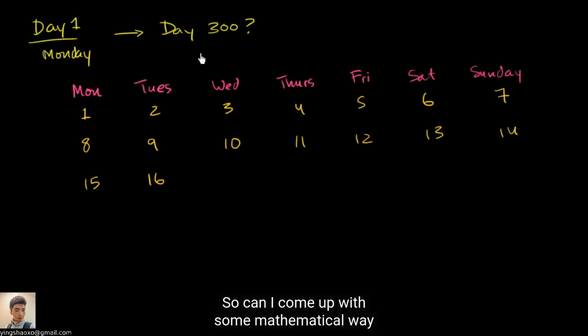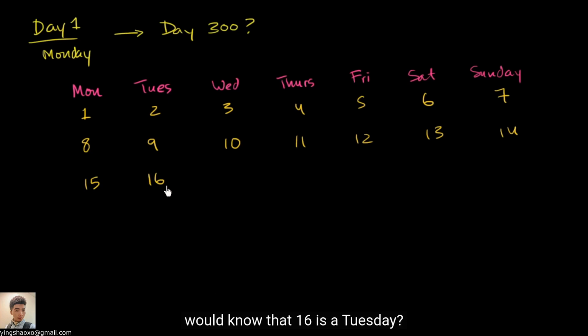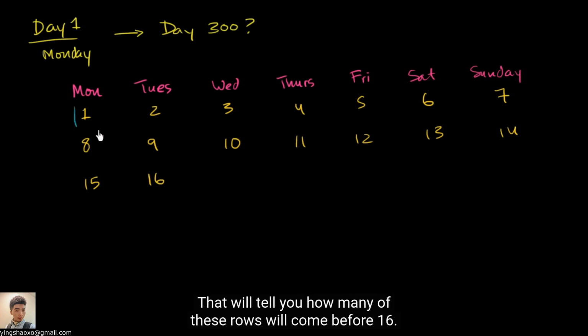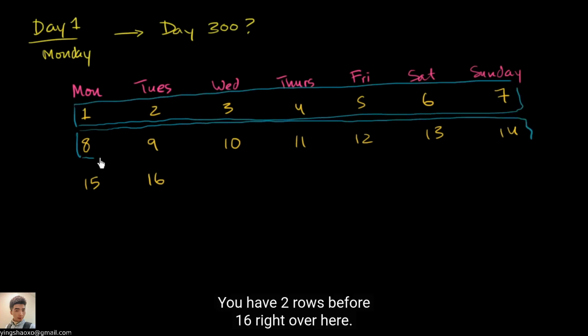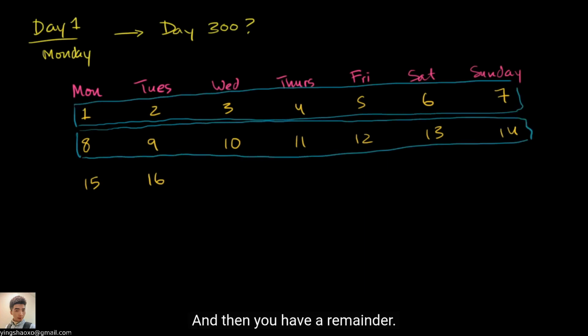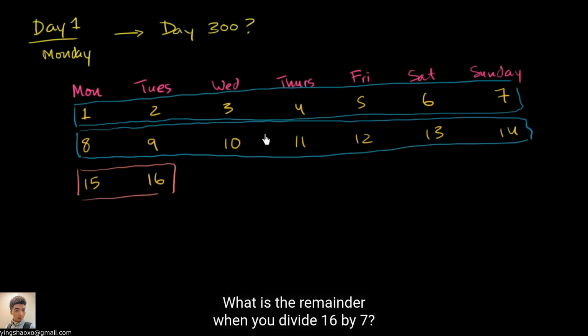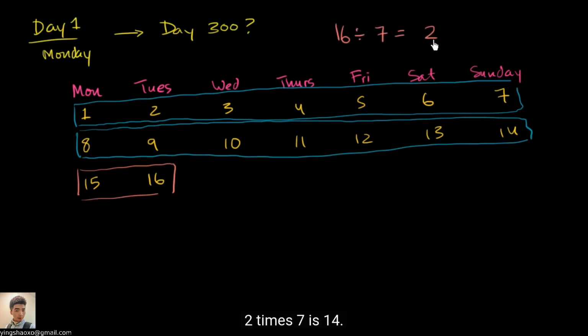Can I come up with some mathematical way to figure out what day it is? Well, as you see, when I started drawing this grid it has rows, and each row has 7 days a week. So is there a way without drawing this grid that you would know it is a Tuesday? Well, one way is to divide 16 by 7, which will tell you how many of these rows come before. It tells you how many rows, 2 rows before 7 and 9. You have a remainder. What is the remainder when you divide by 2? 2 times 7 is 42.